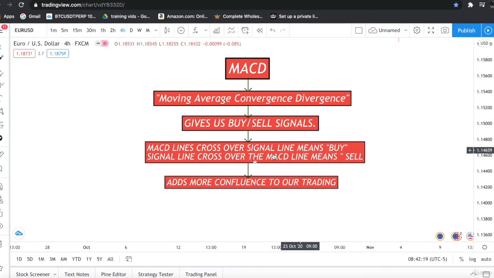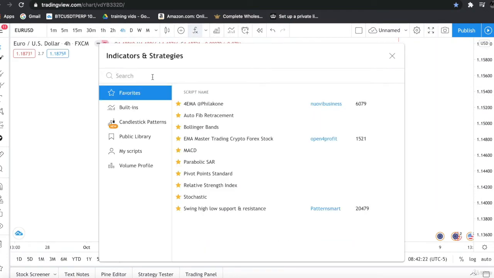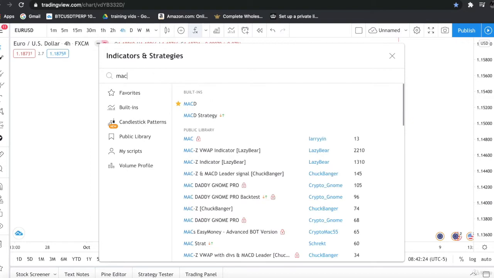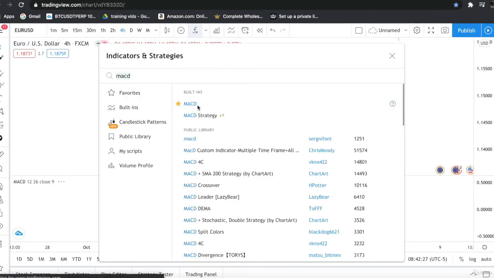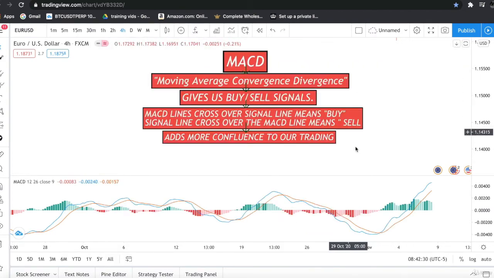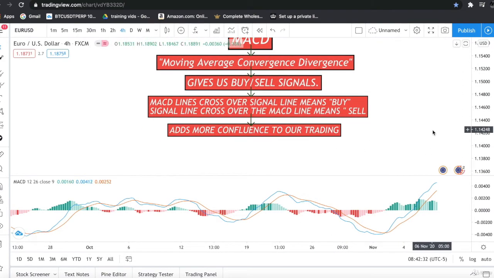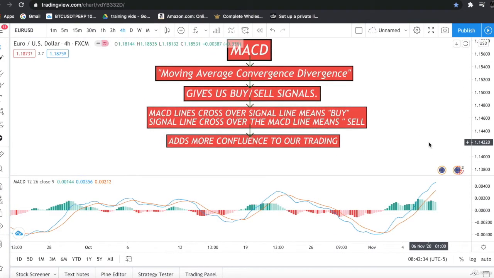We have to go to the indicators section and simply write MACD. This is the MACD indicator. Apply it to the charts. We got the MACD indicator over here. Now the MACD indicator has two lines, the MACD line and the signal line. This is the standard color of the indicator. Later on we can customize it. Whenever you apply the MACD indicator, you will have this type of colors on the indicator.